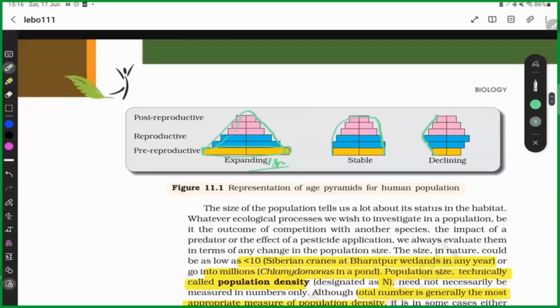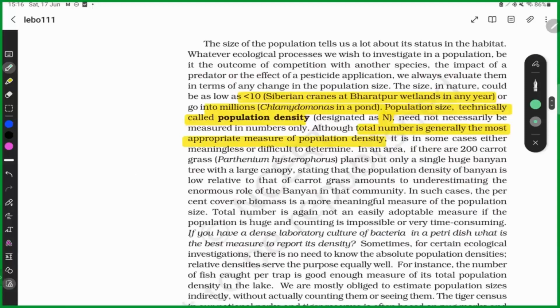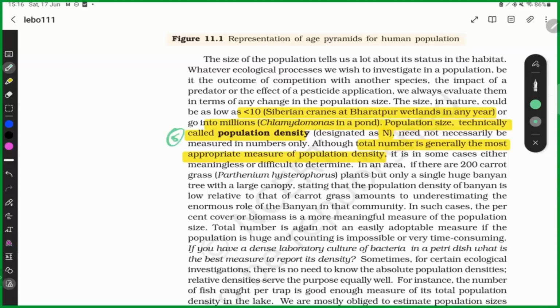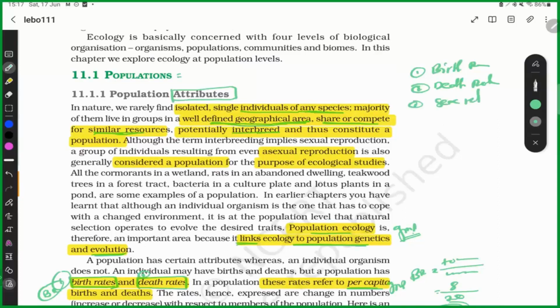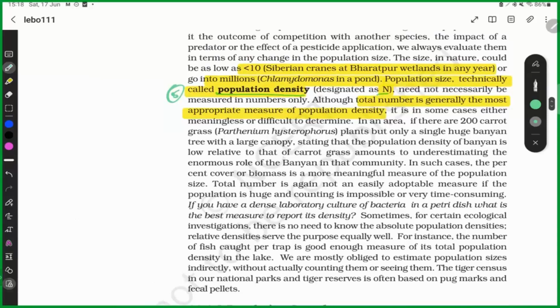Okay. Another attribute is population density. Population density means the total number of population size, or N, the total number of individuals which constitute the population. So if we have to measure the appropriate population density, we have to count each and every individual. There are five population attributes. What are they? Birth rate, death rate, sex ratio, age distribution, population density. But the calculation of the total number of individuals is difficult.